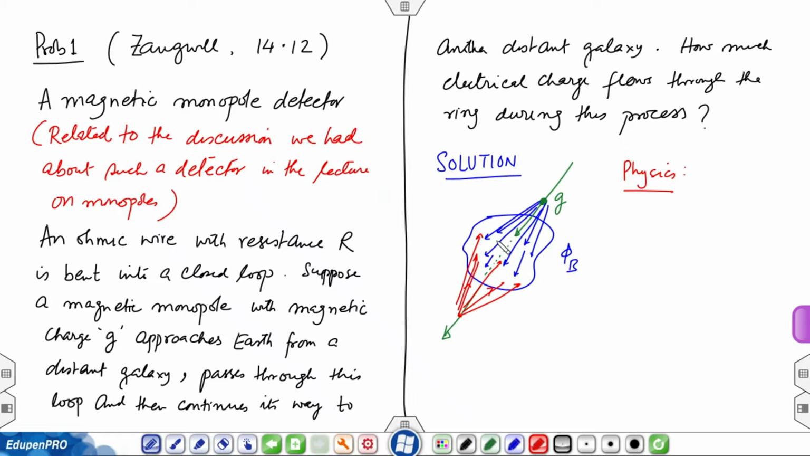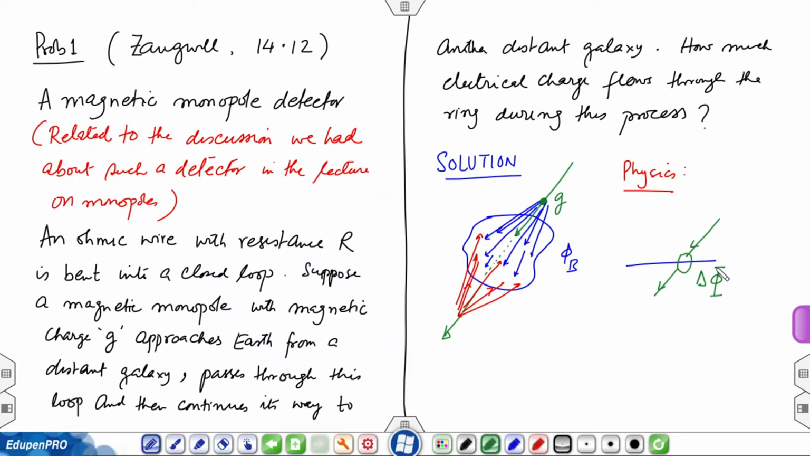What is important is that as this charge, I was making it with green, so let me do that. As this magnetic charge passes through the ring, its flux changes by a finite amount delta phi, and that gives a kick, which gives you that charge going around. And now, when we solve it, we will see it. So, physics part is that.